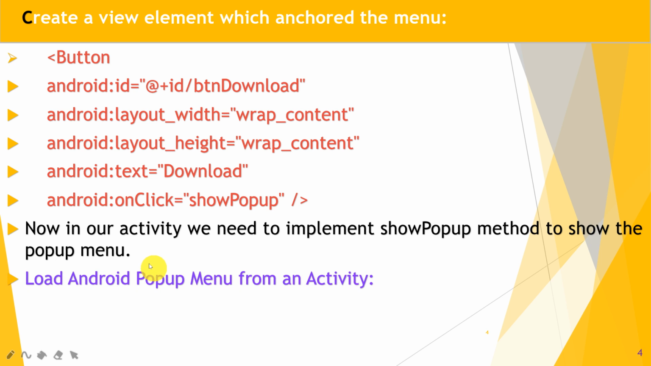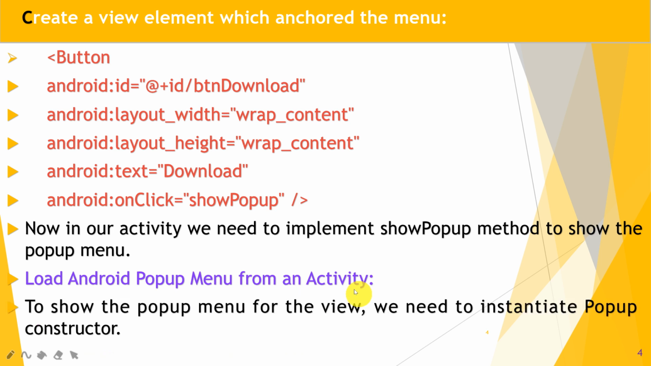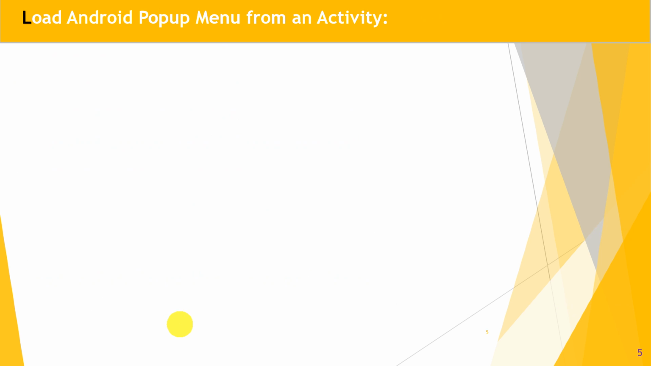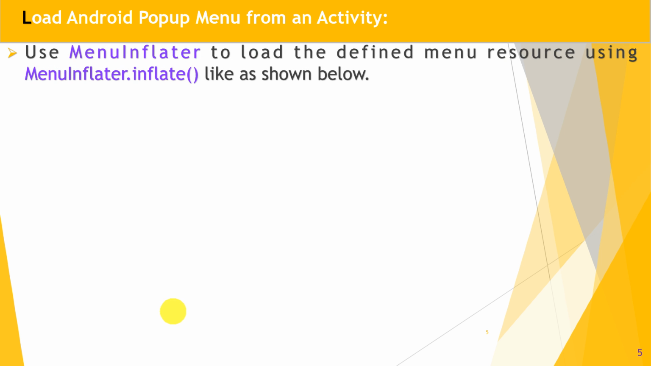Great. So now it's time to load the Android pop-up menu from an activity. That is, we have to load it into MainActivity.java. To show the pop-up menu for the view, that is here the download button, we need to initiate a PopupMenu constructor. When you initiate it, it creates the instance of the PopupMenu class. Then use the MenuInflater to load the defined menu resources using the inflater.inflate method like as shown below.